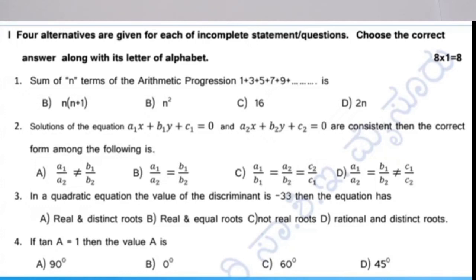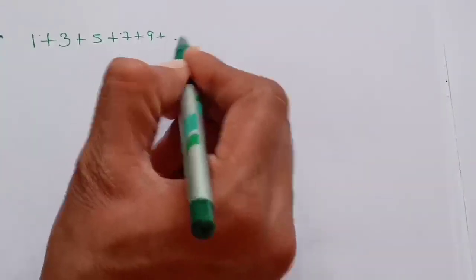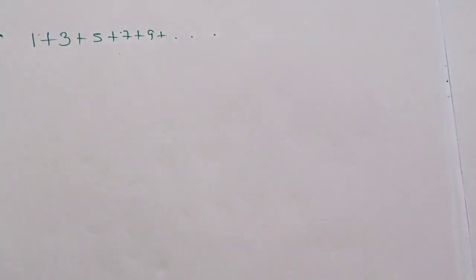So they have given the AP: 1 plus 3 plus 5 plus 7 plus 9 plus dot dot dot. So you need to do it fast now, because in the examination, you know, only 1 hour will be there for the maths. Therefore, I am solving a bit fast.